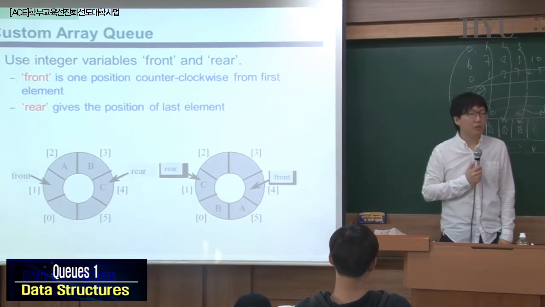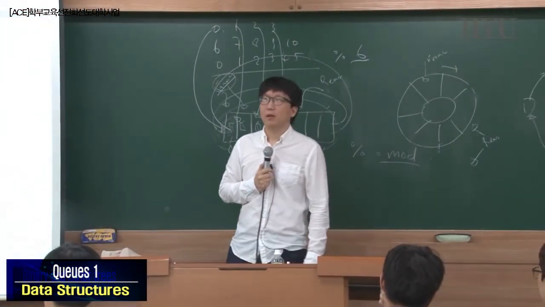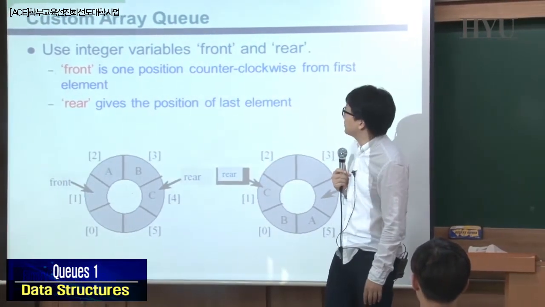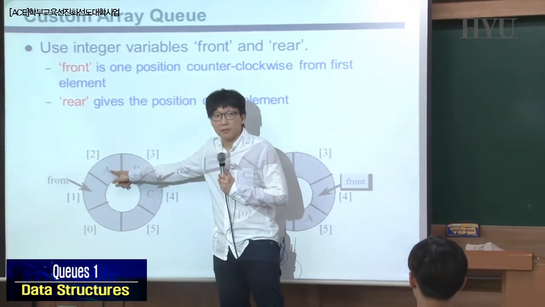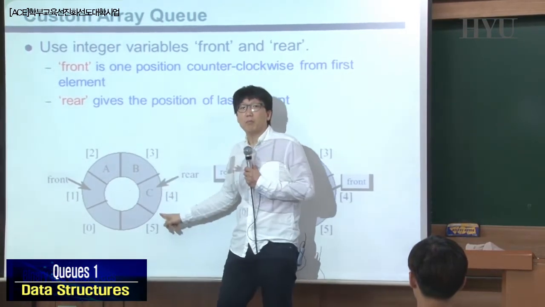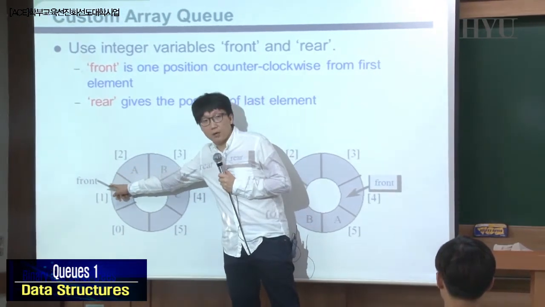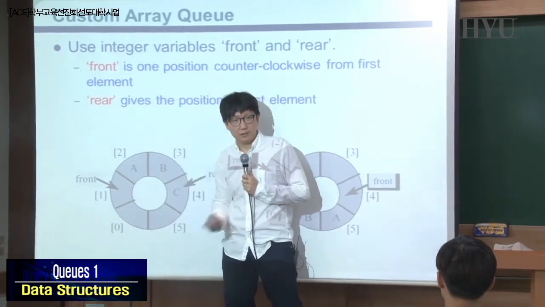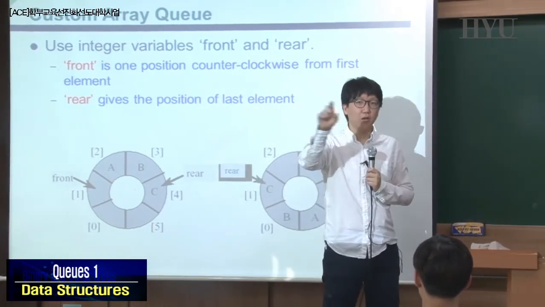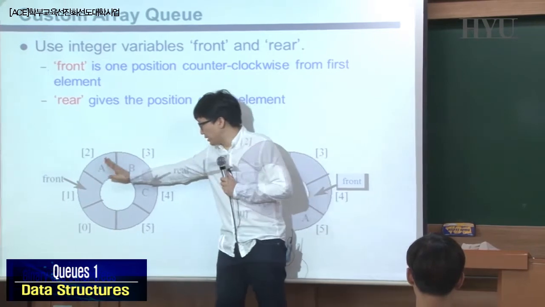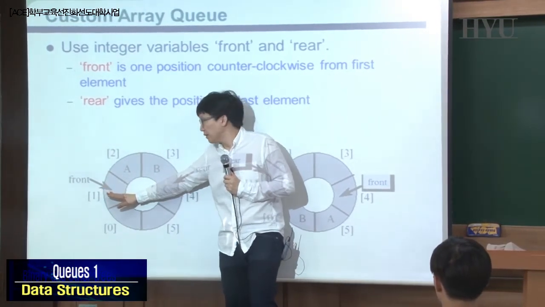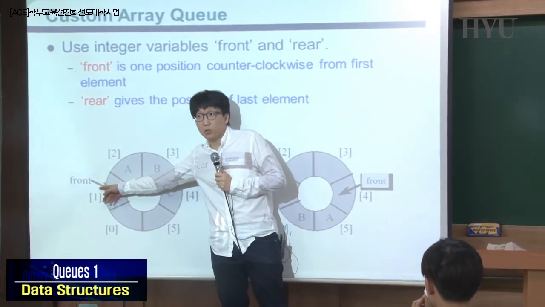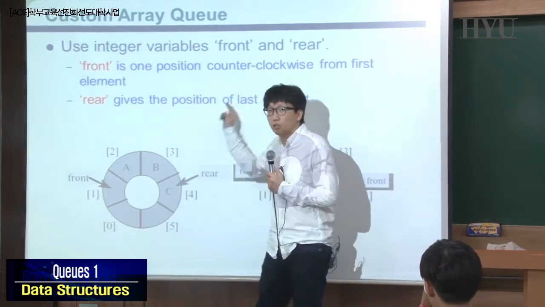Front is one position counterclockwise from the first element. So if this is my first element, A, B, C, my front pointer will be counterclockwise to the left here. This will be slightly different from the example that we saw. In a 1D array, front is always the first element, but now we're going to put front one before. So in this case, the value of front will be 1, because this is location 1, according to the definition here.